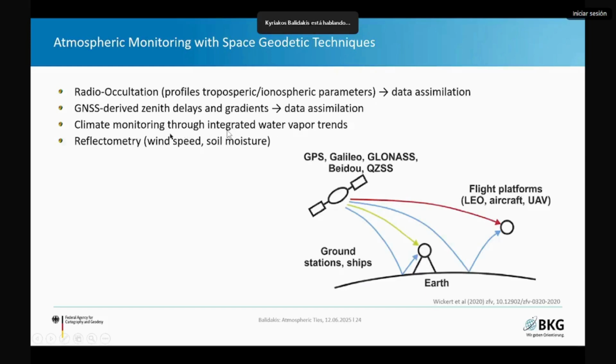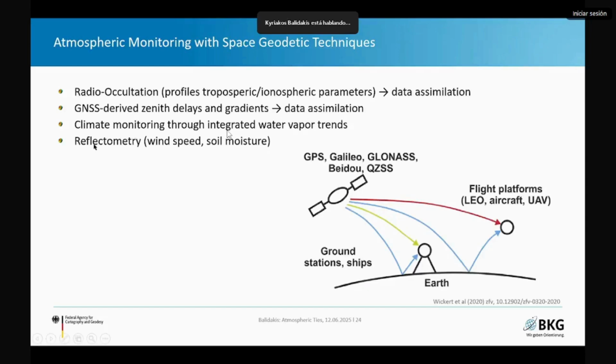Another thing that we can do is compose a very long time series. From these zenith delays, we can eventually calculate the integrated water vapor and integrated water vapor trends. These are very important because water vapor correlates with temperature. An increase in water vapor is associated with an increase in temperature.